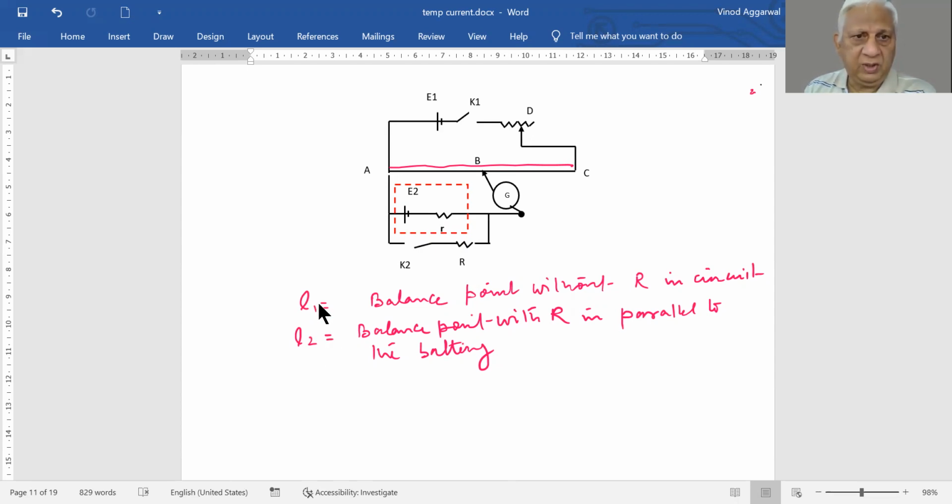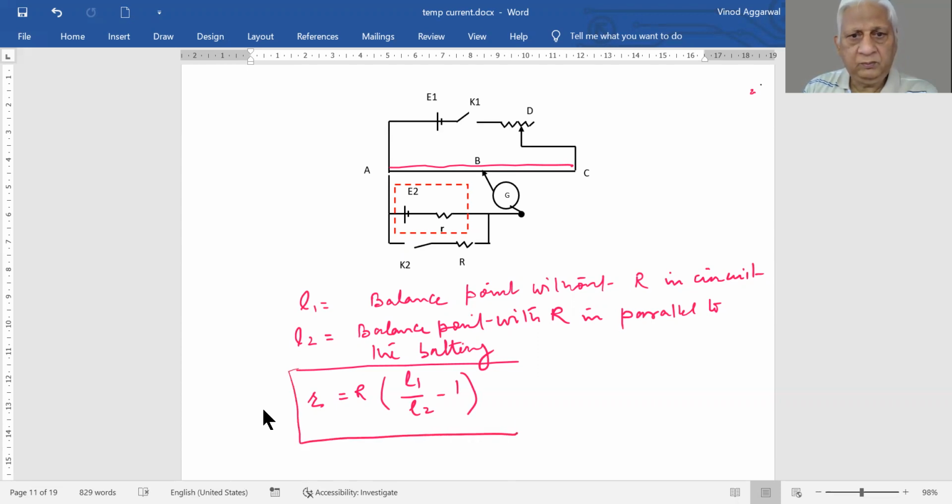Now, when we get these two, L1 and L2, then our internal resistance is simply R into (L1 by L2 minus 1). It's simple to derive. I'm not going into the derivation part of it because if you do a simple Kirchhoff's law application, we'll get this straight away.